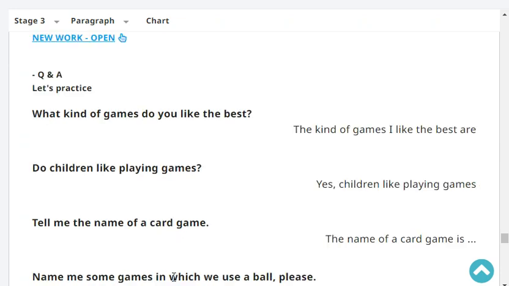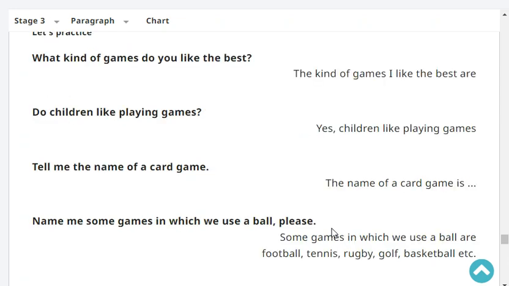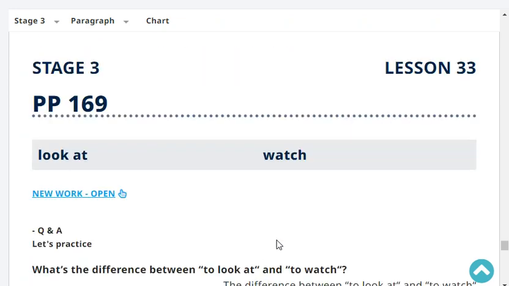Tell me the name of a card game, please. The name of a card game is poker. Very good. Name me some games in which we use a ball, please. The names of some games that we use a ball are basketball, football, soccer, tennis, etc. Very good. Okay, next.